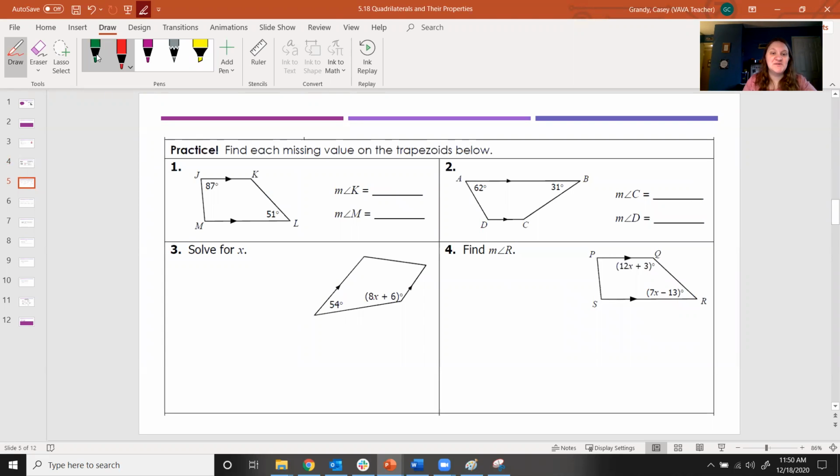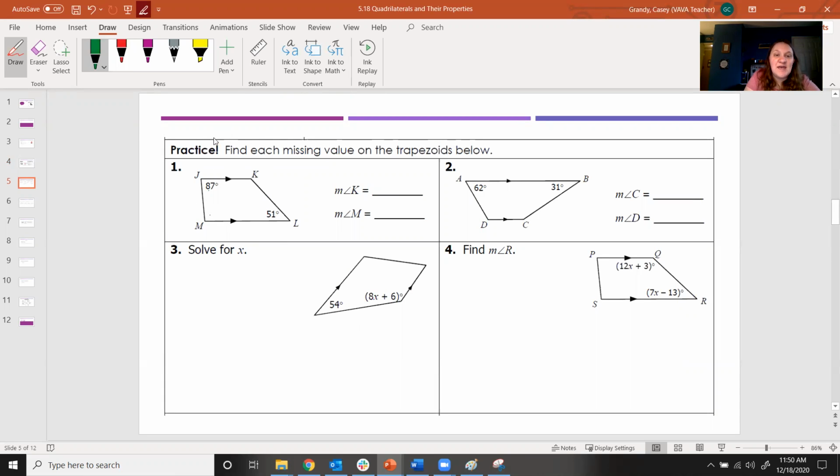Let's practice using those properties. My first example, I have a trapezoid, and I know it's a trapezoid because the top and the bottom bases are parallel. However, this is not an isosceles trapezoid because this leg and this leg are clearly not congruent. So we have a non-isosceles trapezoid, and we will know that the consecutive angles here are going to be supplementary because they are consecutive interior angles for these parallel lines.